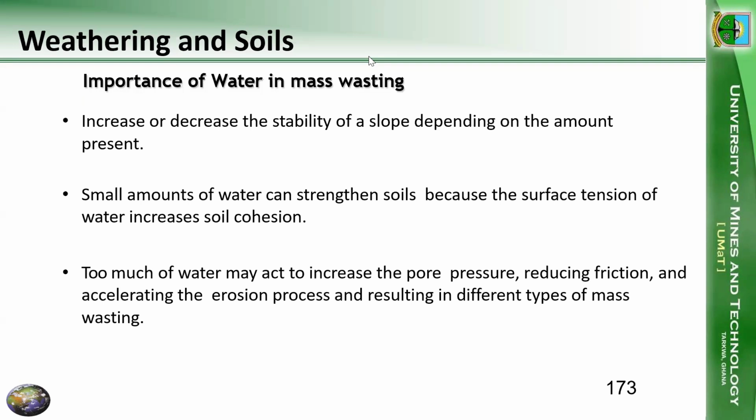So if in a short quiz I ask you to discuss the importance of water in mass wasting, we expect that you tell us that small amounts of water can strengthen the soil, because the surface tension of the water increases the cohesion, and a lot of water would increase the pore pressure, meaning friction will reduce, and then we are going to have an accelerated erosion. All right.